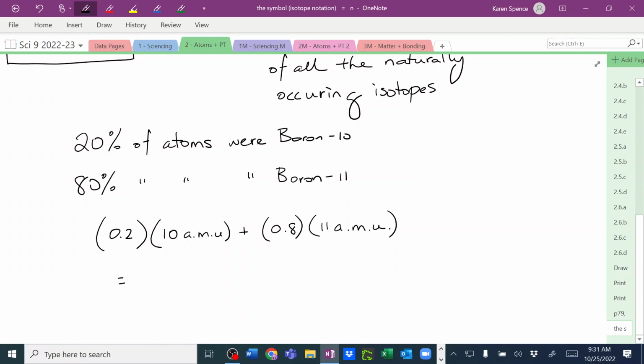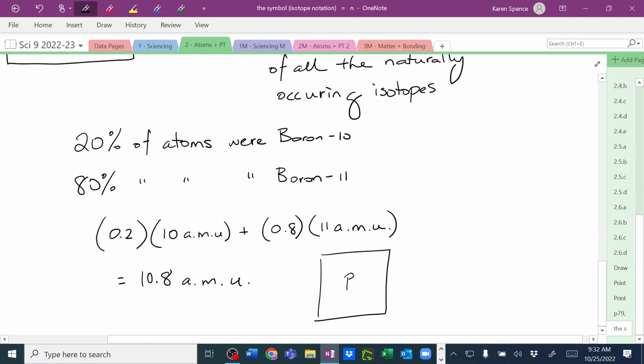So 0.2 times 10 plus 0.8 times 11 equals 10.8 AMU. And if you look on your periodic table where it says boron, you'll see 10.8 at the bottom, which is the atomic number.